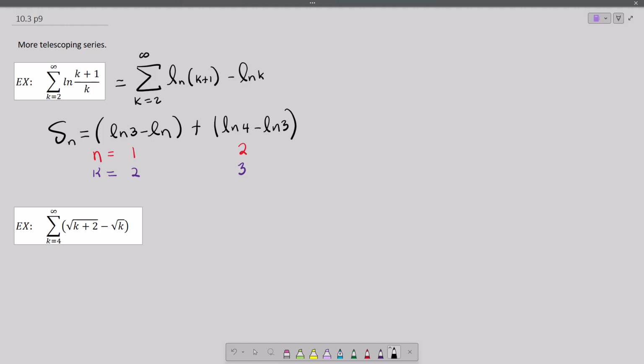S sub 3 is the sum of the first 3 terms, which will be found by going from k equals 2 to 4. So now we plug in k equals 4, and we have ln 5 minus ln 4. That is the sum of the first 3, which would be called S sub 3. And now once again, we want the sum of the first n terms. So the n minus first term is going to be here, and the nth term is going to be the last term that we're going to consider.